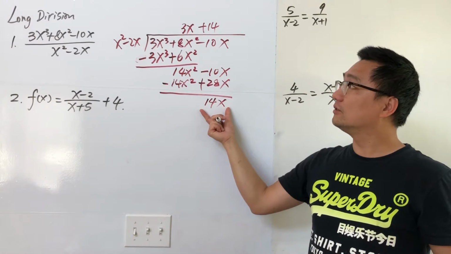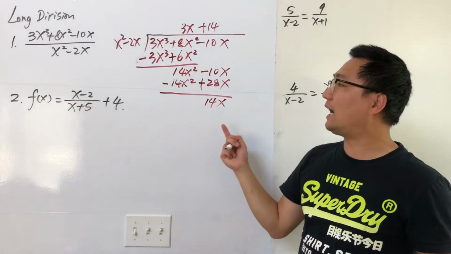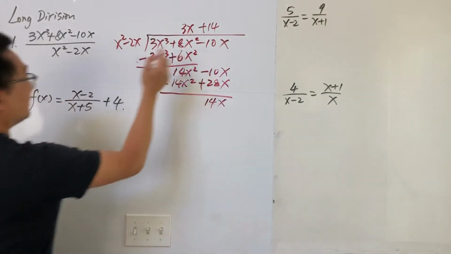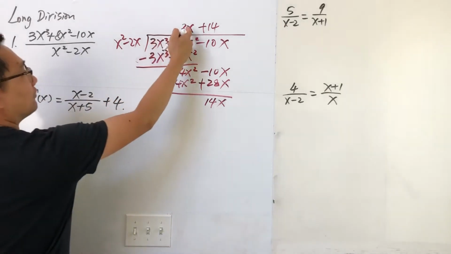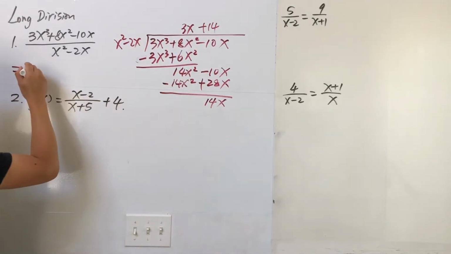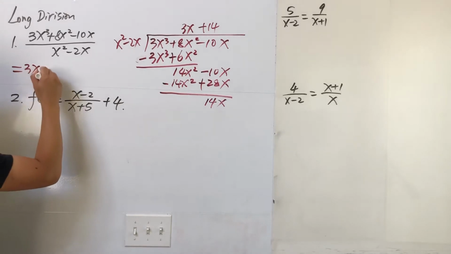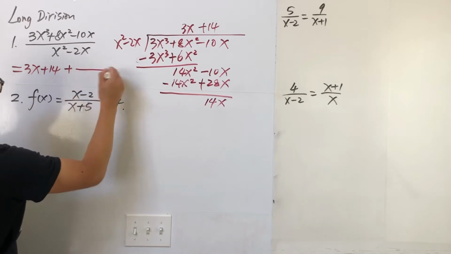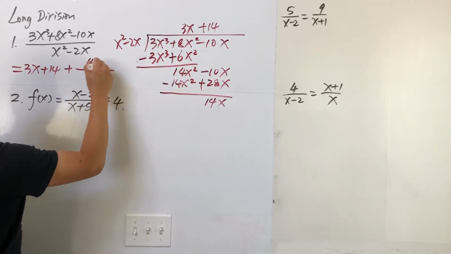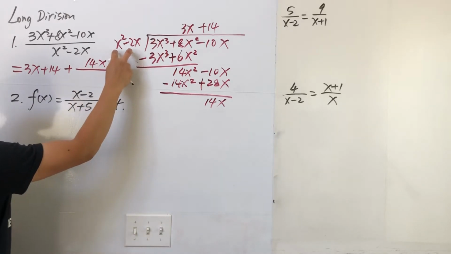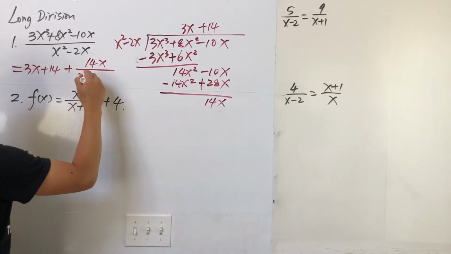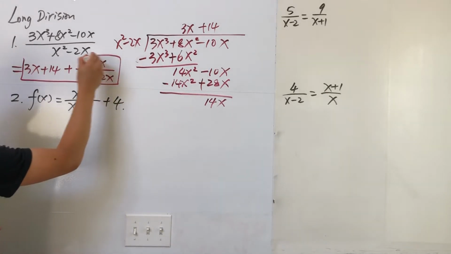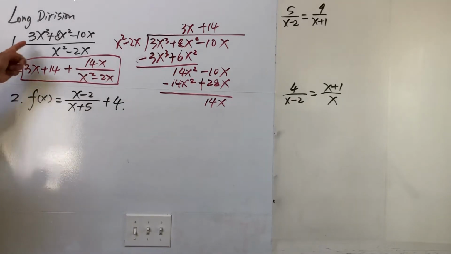So you already finished the long division, but how can we write down the answer? You have to write it in this way, okay? 3x plus 14 is the quotient, and then you write down 3x plus 14 here. And because the remainder is positive, then it is add. So the remainder you write on the top, 14x here. And the bottom is the division here, x squared minus 2x, okay? That is the final answer for the long division. Good? Okay, that's the first.